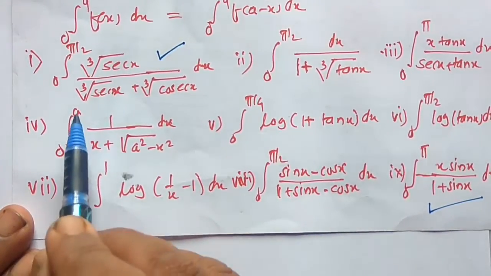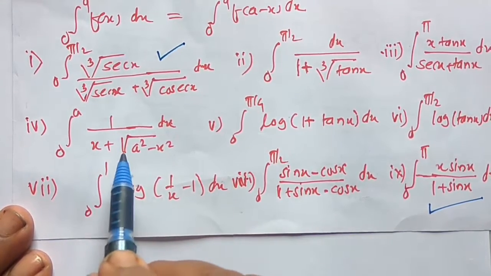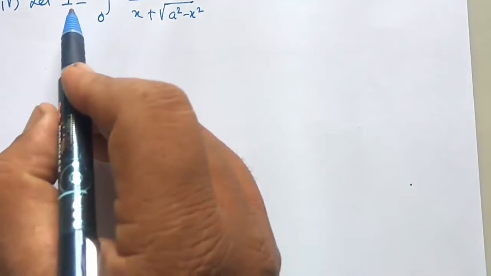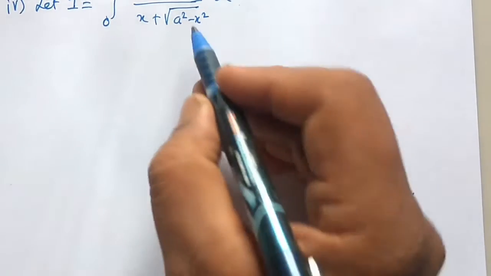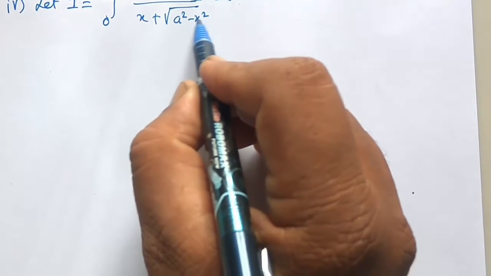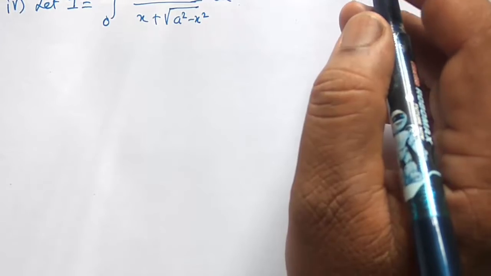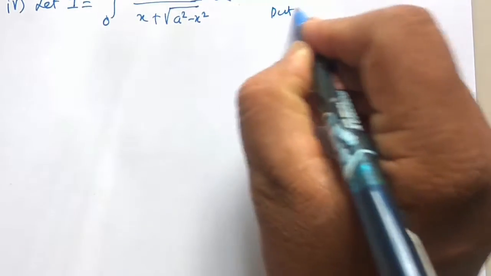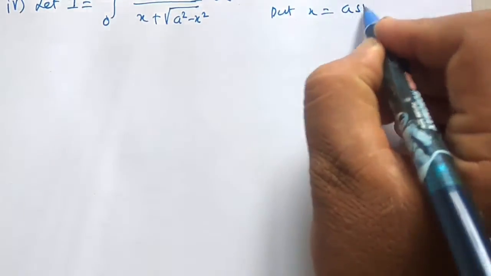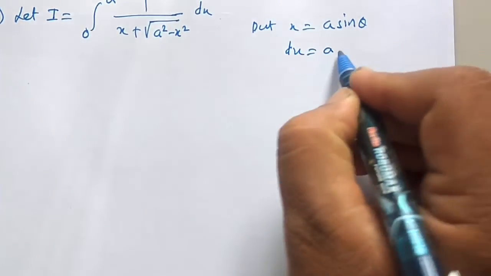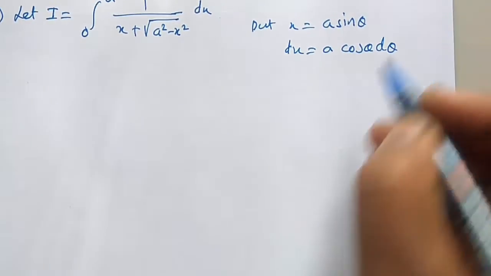Example number 4: integration 0 to a of 1 upon x plus under root of a square minus x square dx. Let us denote this by I. Now the expression is under root of a square minus x square, so we have to put x is equal to a sin theta or x is equal to a cos theta. Put x is equal to a sin theta, and therefore dx is equal to a cos theta d theta.